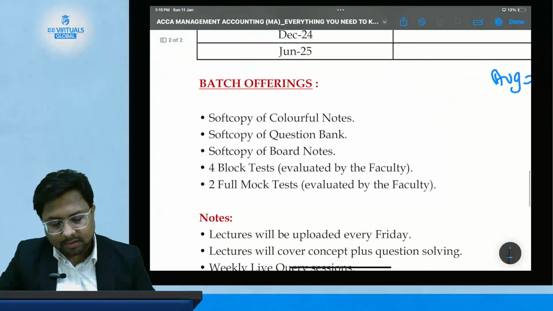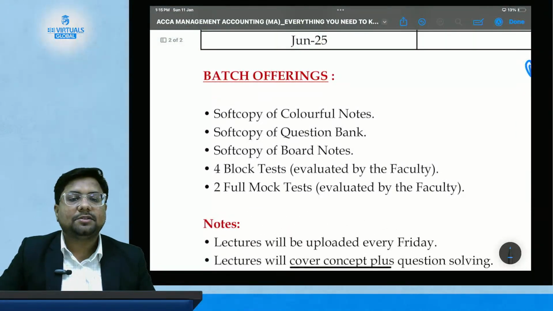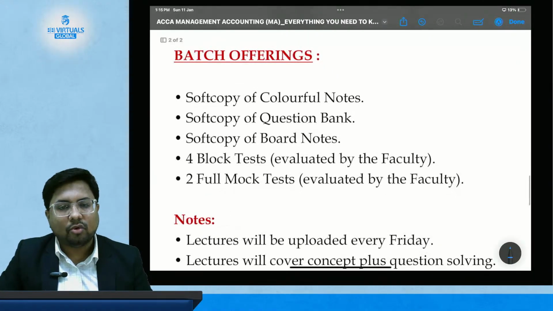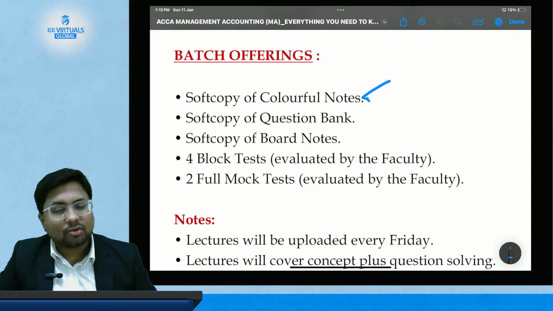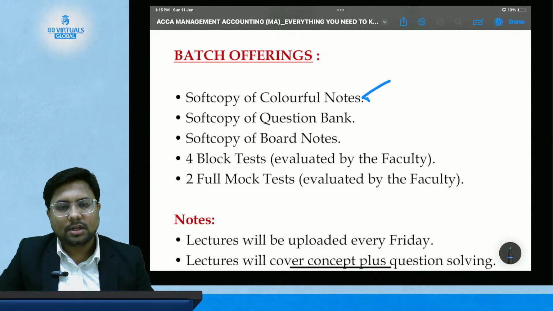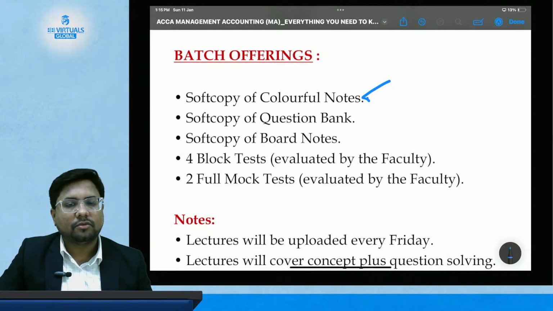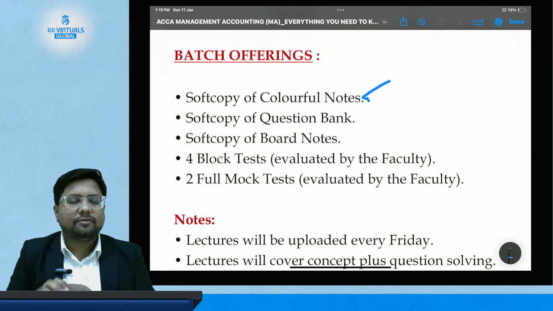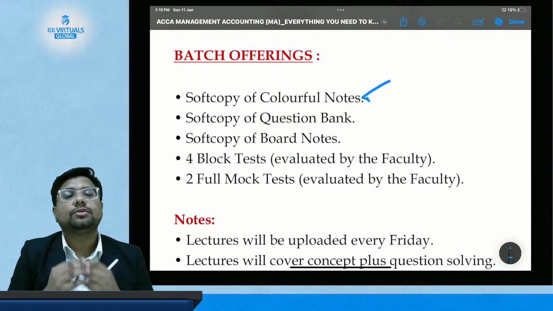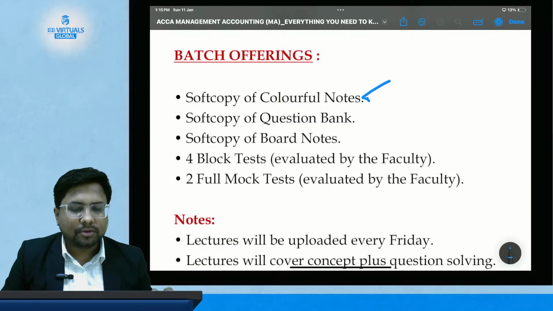Now comes another important part, that is batch offering. So what are we going to offer to you in this batch? We are going to offer you soft copy of the colorful notes, so you don't have to refer to any other material like other reference material available in the market. You can use our material only to prepare for the examination.